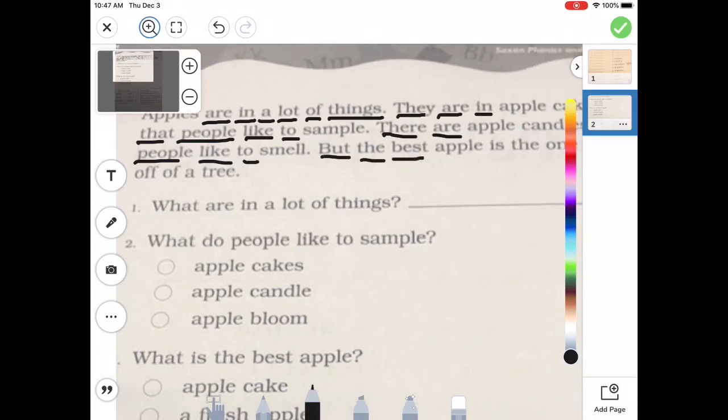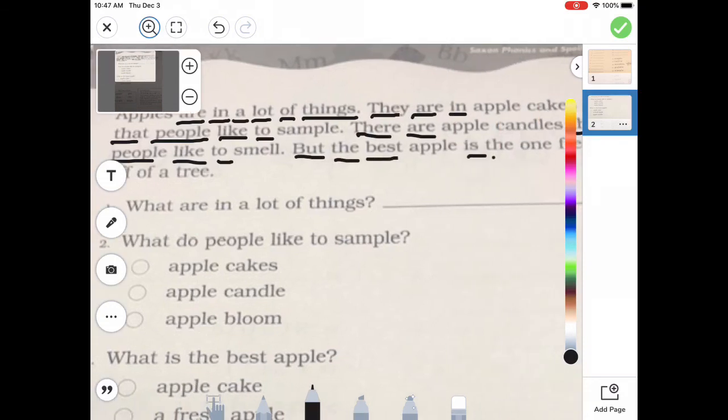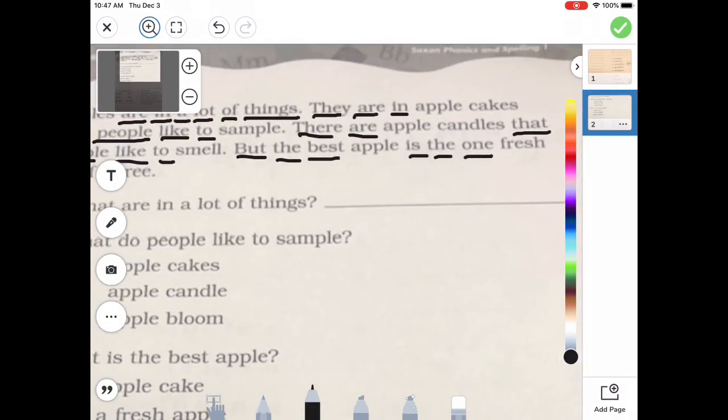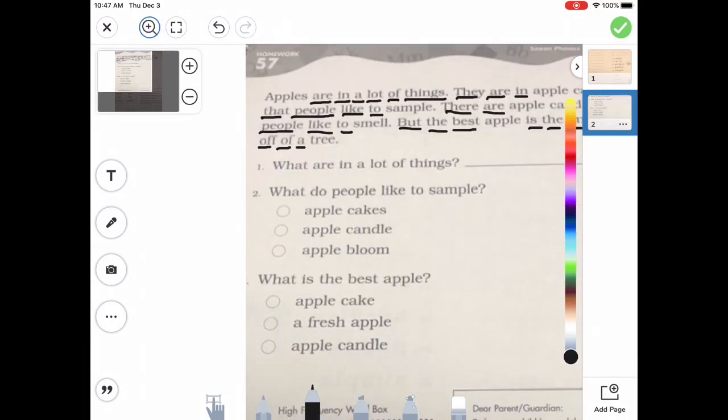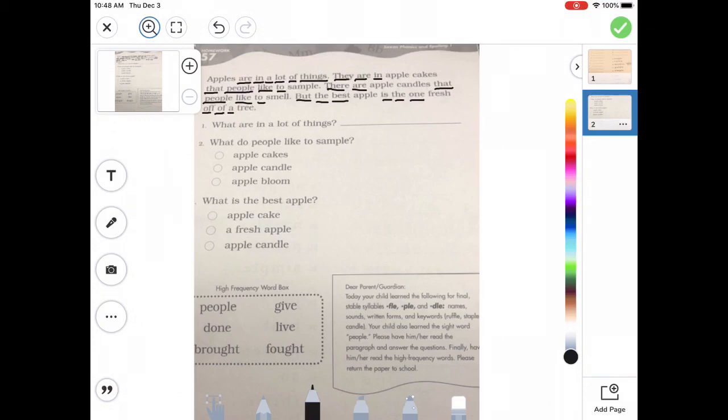There are apple candles that people like to smell. But the best apple is the one fresh off of a tree. So that's what we said. So let's back up a little bit. And it said, what are in a lot of things? So what was this about? That's right, apples. So we would put A-P-P-L-E, and I'm going to put S because it's more than one.